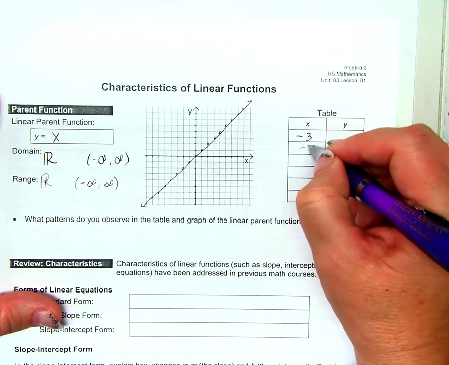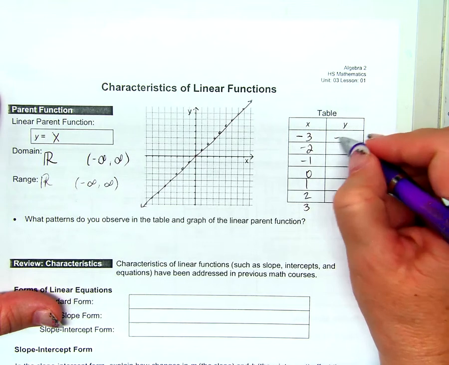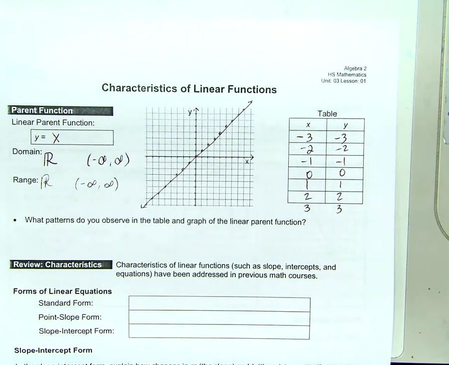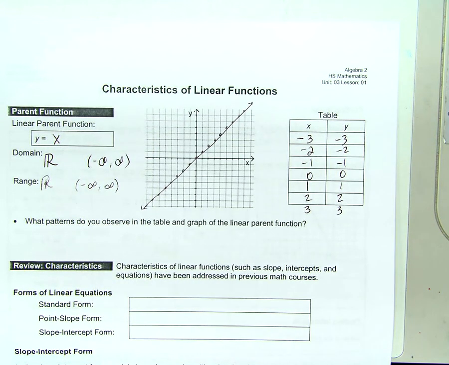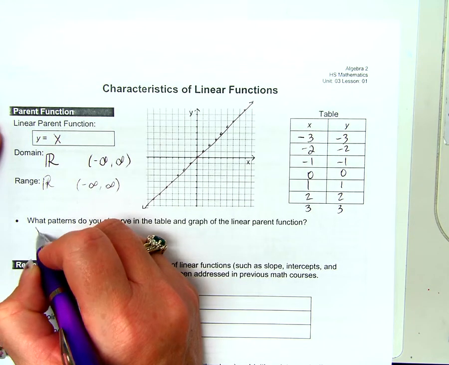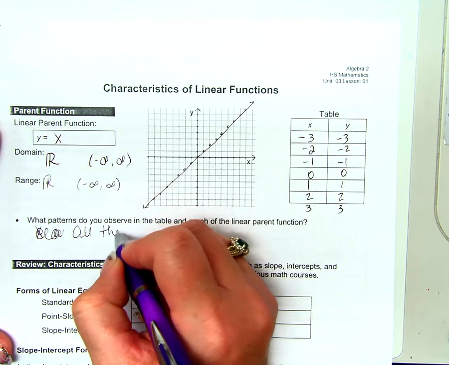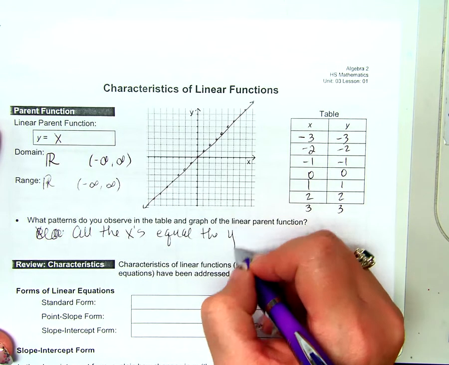So negative 3, negative 2, negative 1, 0, 1, 2, 3. Negative 3, negative 2, negative 1, 0, 1, 2, 3. What pattern do you observe in the table and the graph of the linear parent function? Okay, that's good. All the x's equal the y's.